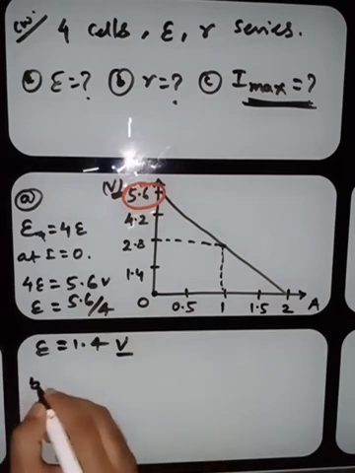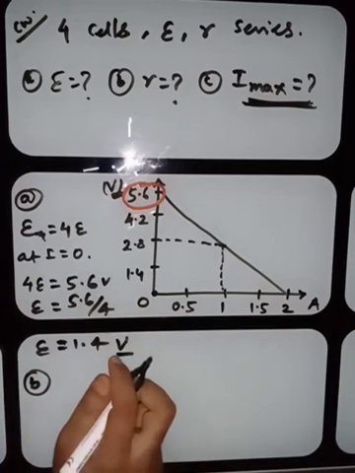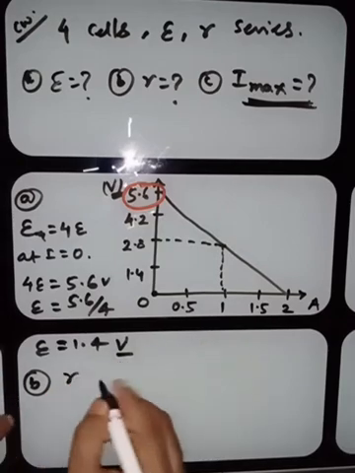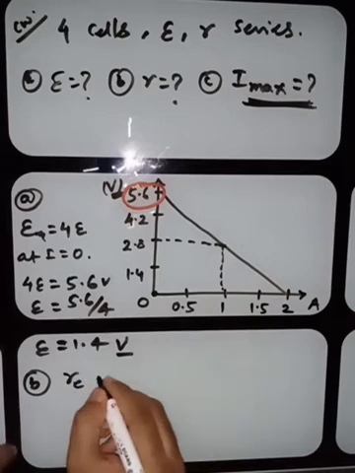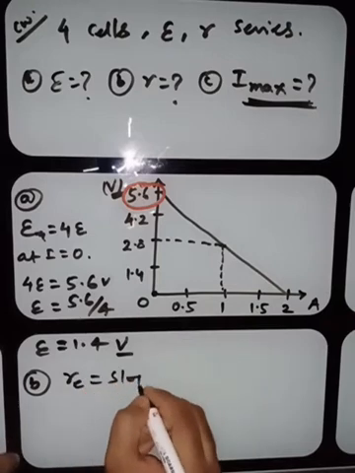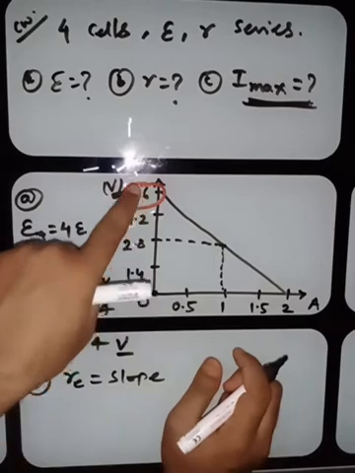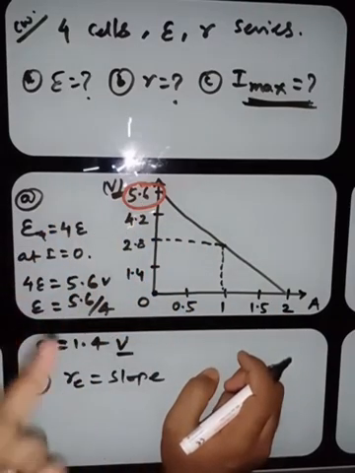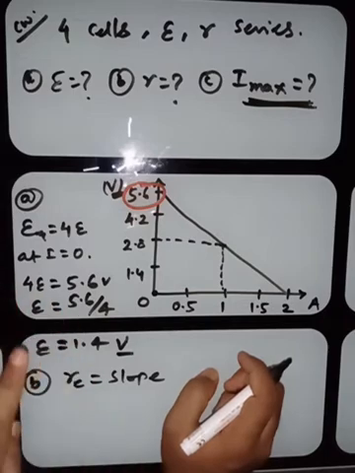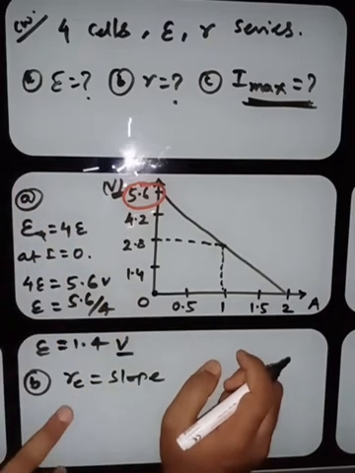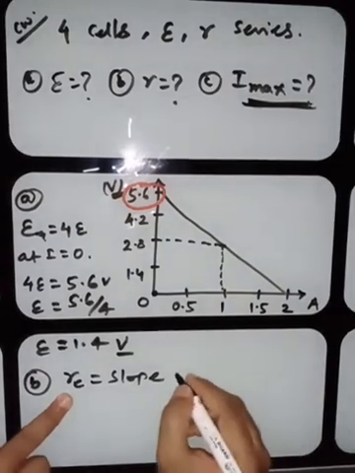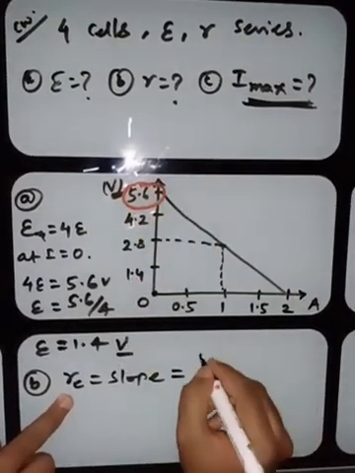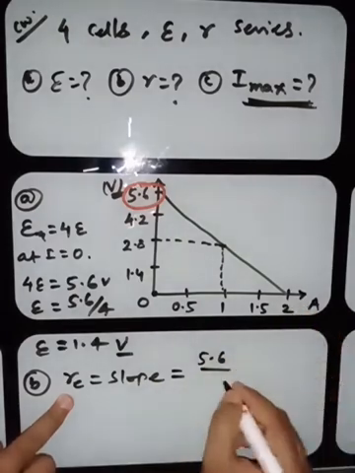Now part B, internal resistance. We have studied that internal resistance is nothing but the slope. Suppose R equivalent is the slope. I told you, if this graph is for one cell, then R equivalent will be the R internal for one cell. But here 4 cells are connected, that's why the R equivalent will be the slope. And what is the slope? Perpendicular by base. Here the perpendicular is 5.6 and the base is 2.